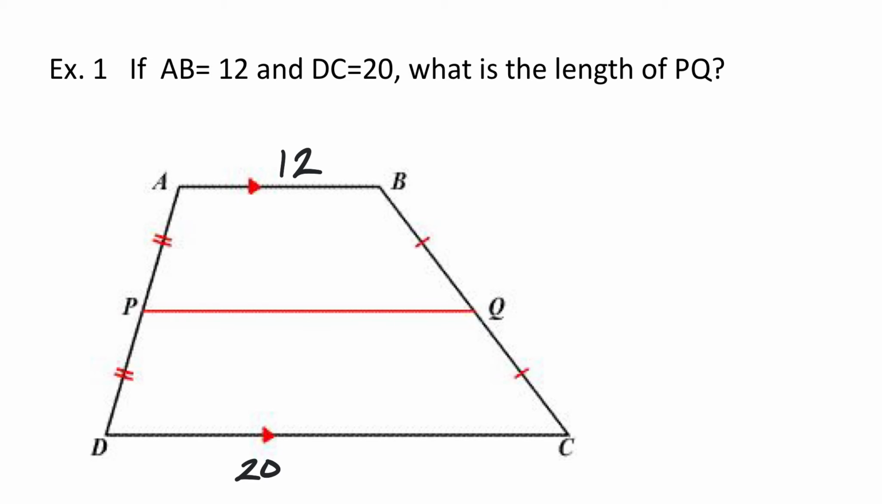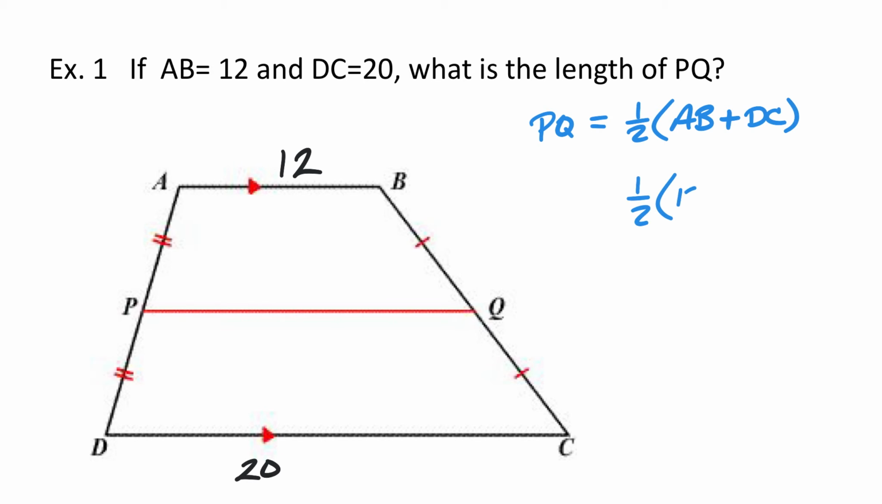A lot of you probably already know this. 12 and 20 are 8 units apart. Half the distance would be 4, so this value is 16. Those of you that may not be as good at the problem solving skills, that's okay. What we know based on our formula is PQ is equal to half of AB plus DC. That is our formula-based type answer. But we'll plug in our values.